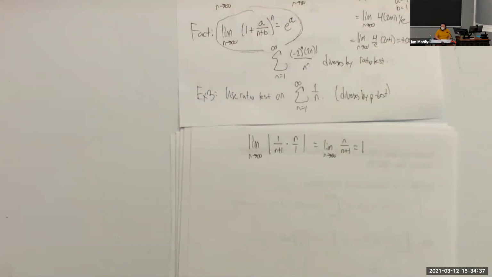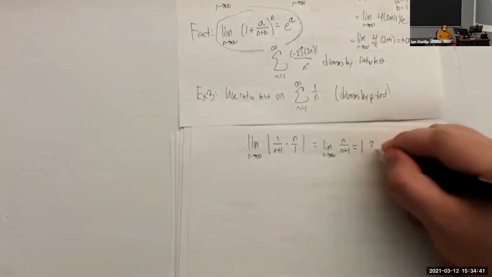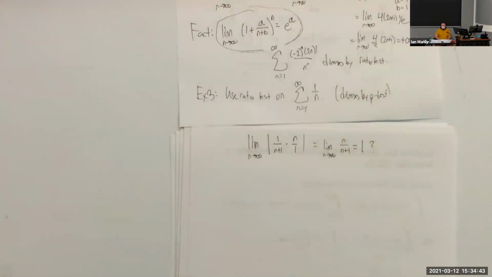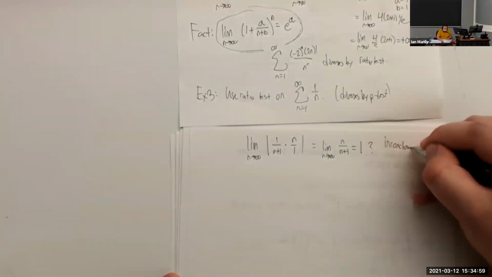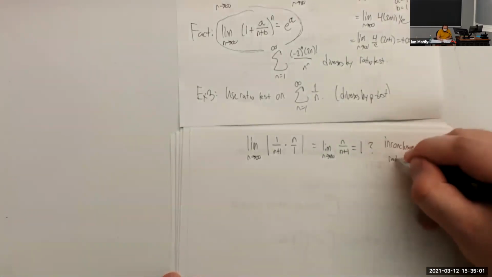Right, it's inconclusive, meaning that the ratio test can't tell if this is going to converge or diverge. And that seems kind of pathetic, right? Because this is one of the easiest series to look at and know whether it's going to converge or diverge. It's probably one of the first ones we learned about here. But the ratio test can't tell us if we're going to have a convergent or divergent series. So this is inconclusive by the ratio test.